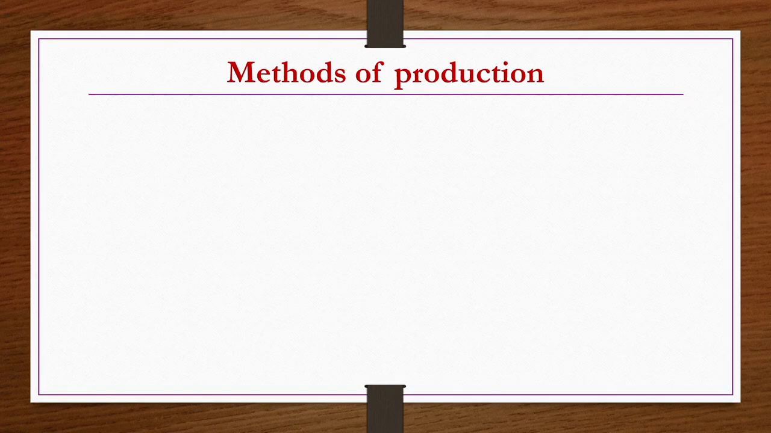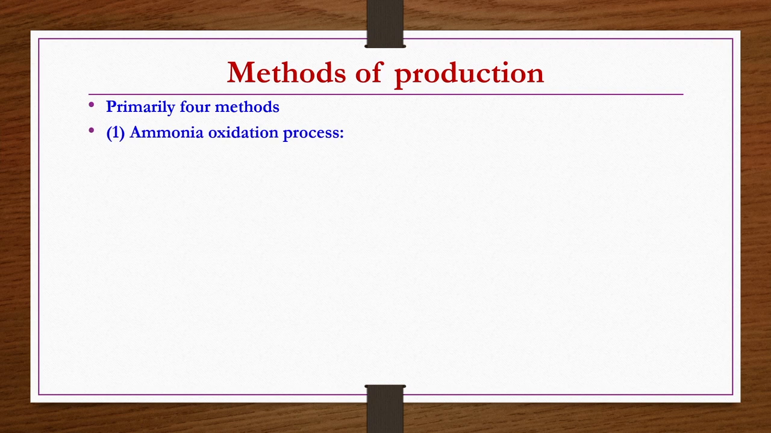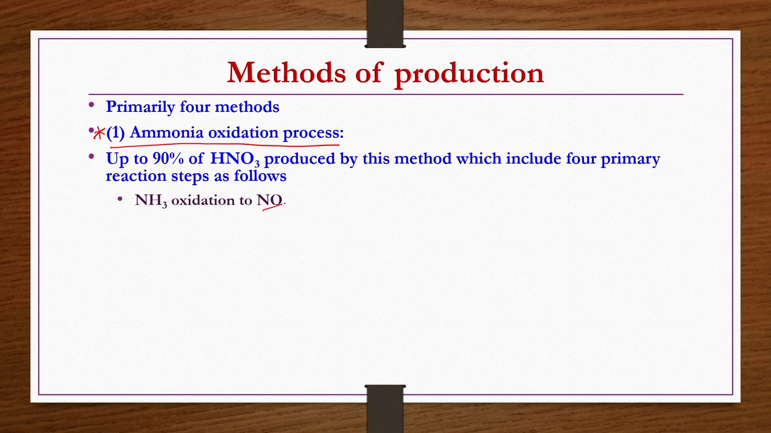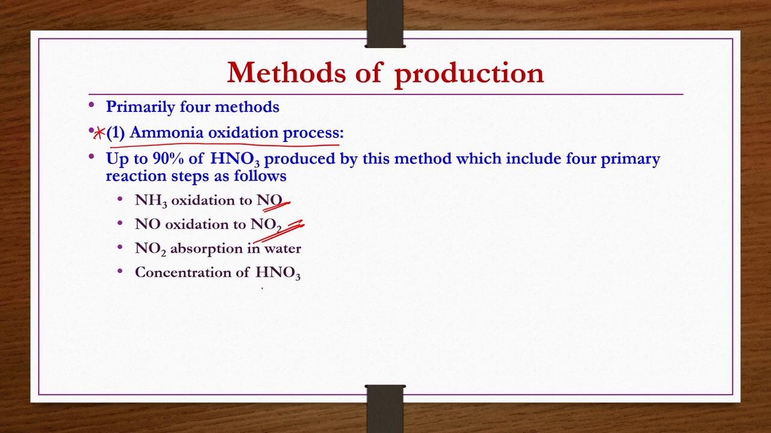Now, methods of production. Primarily, four methods of production are there. The first one is the ammonia oxidation process. Of the nitric acid available in the market, 90% comes from this process. It is a very essential process, so we are going to discuss production of nitric acid from this process. It has four reaction steps. First is ammonia oxidation to nitric oxide. Then oxidation of nitric oxide to nitrogen dioxide. Then absorption of nitrogen dioxide in water to get HNO3, that is nitric acid, and finally concentration of HNO3. You may get 57% to 60% HNO3 in this process, which can be further concentrated up to 95% HNO3. So these four steps are the primary, important steps in nitric acid production by the ammonia oxidation process.